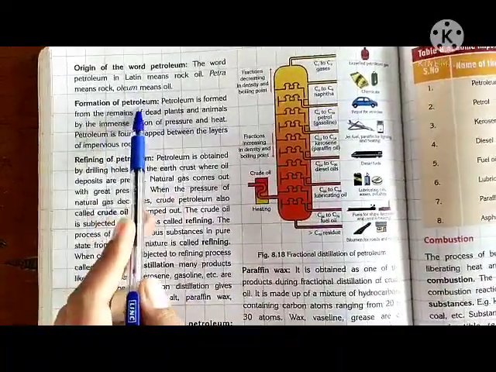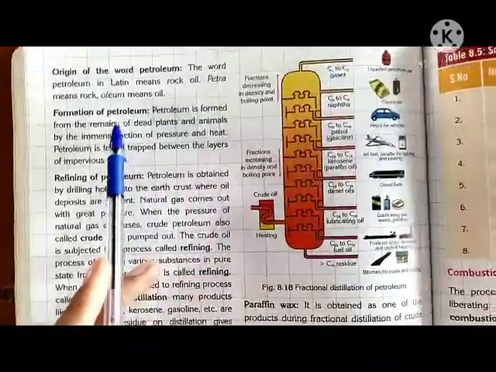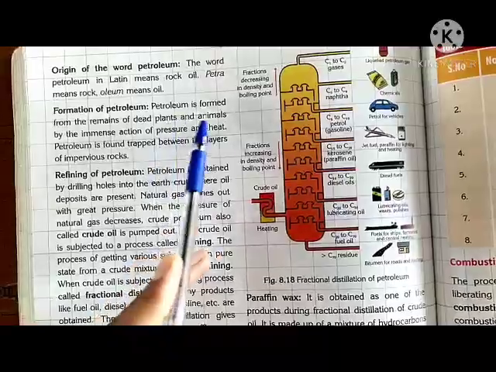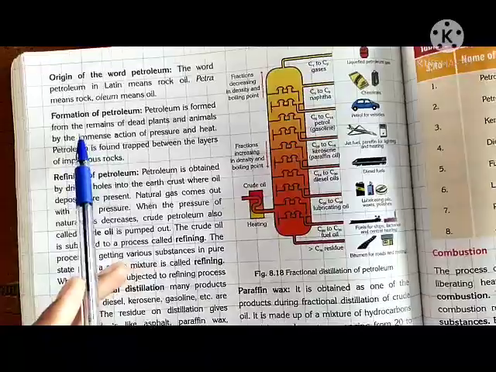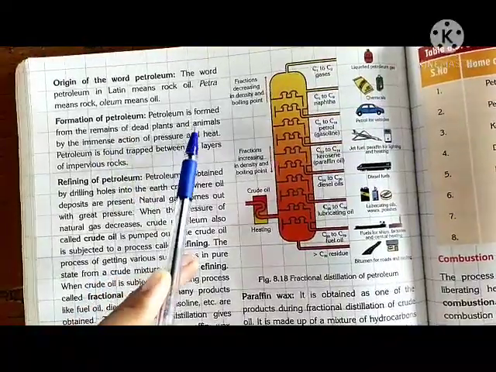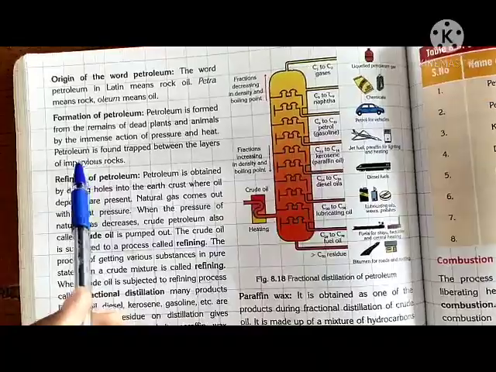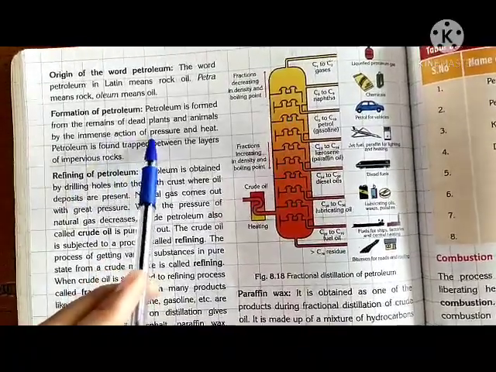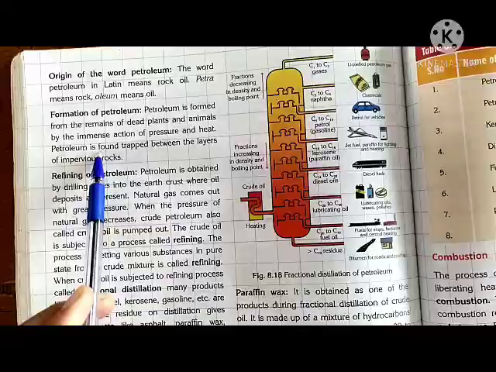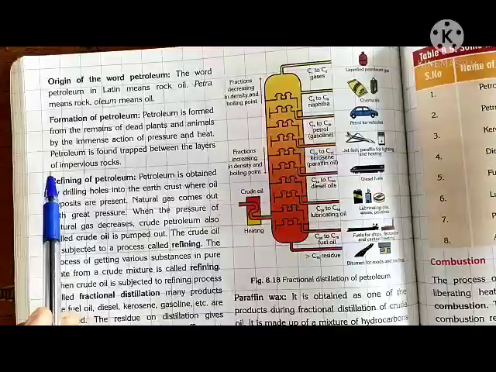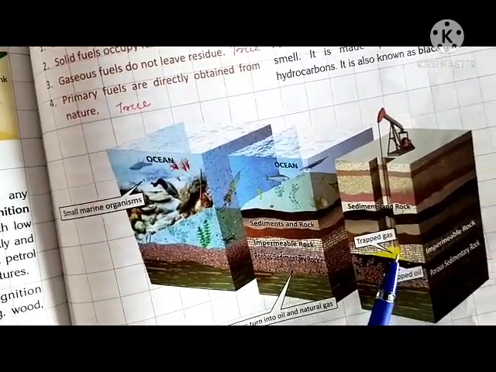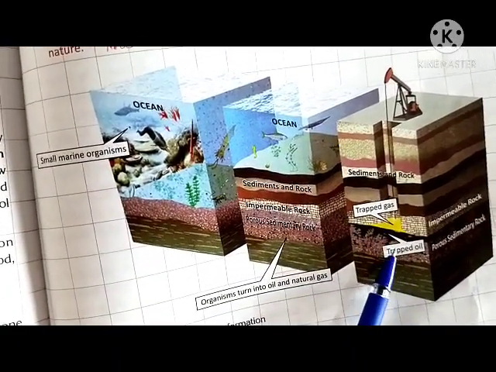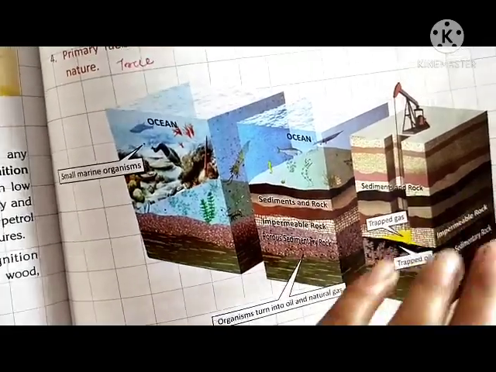Formation of petroleum. How is petroleum formed? Petroleum is formed from the remains of dead plants and animals by the immense action of pressure and heat. And what is involved in that process? The immense action of pressure and heat. Petroleum is found trapped between the layers of impervious rock. When you turn your page, students, in the diagram which is present here, you can see the trapped gases and the trapped oil. So this is petroleum.